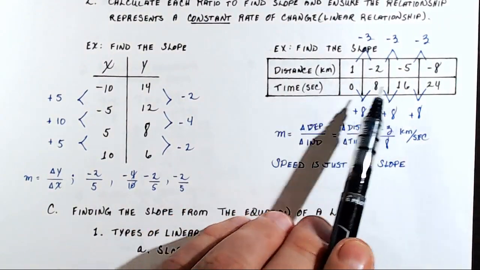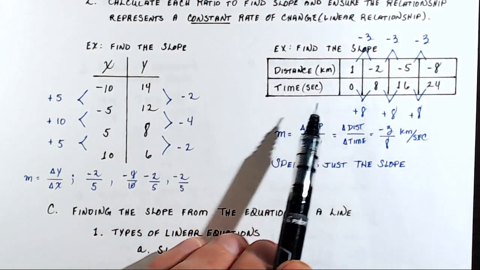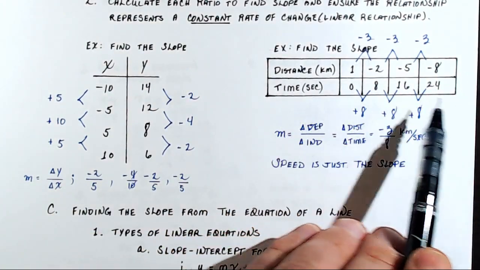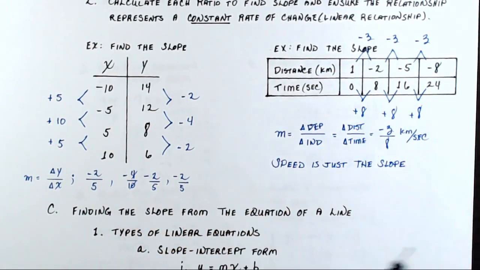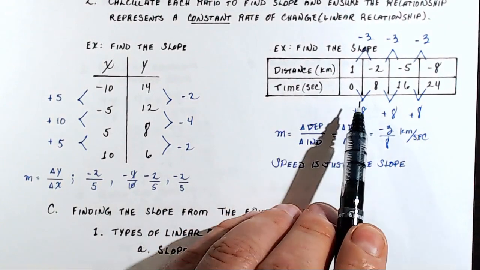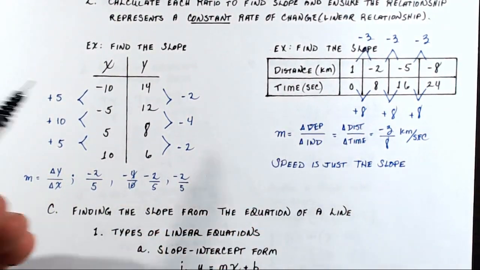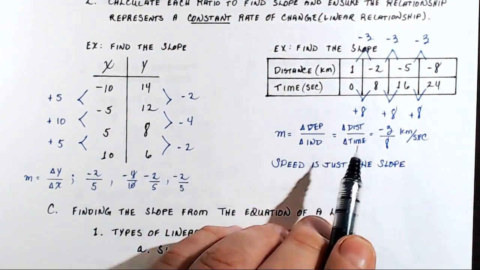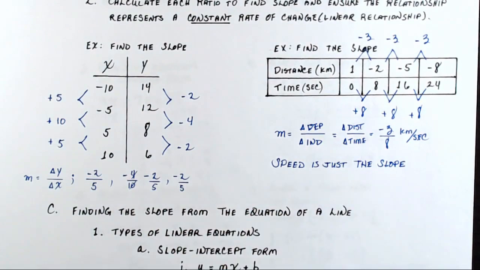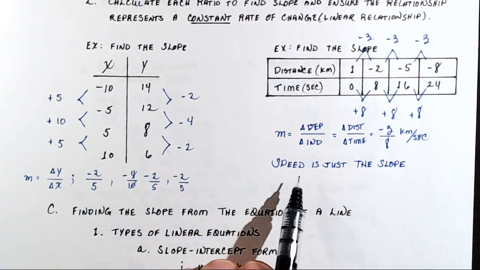Okay, here we have another table, but this one's listed horizontally with rows, and we're given distance and time. So we calculate the change in the distance, that would be negative 3 each time, and the change in the time, plus 8 each time. And we remember that the slope is the change in the dependent variable over the independent variable. We know that time is always the independent variable, so we say that change in distance over change in time will give us the slope, or the speed, and we get negative 3 over 8 kilometers per second. Speed is just the slope.